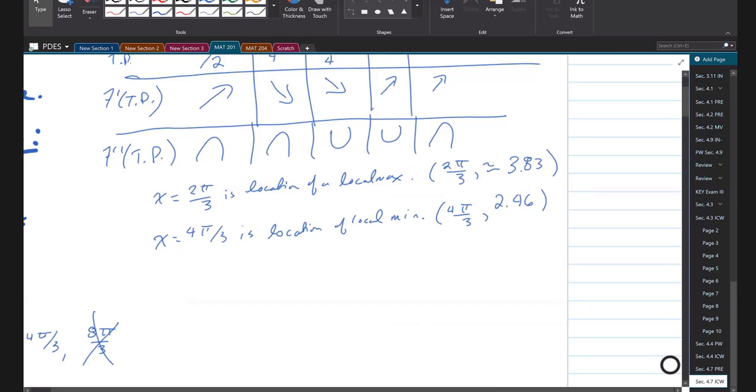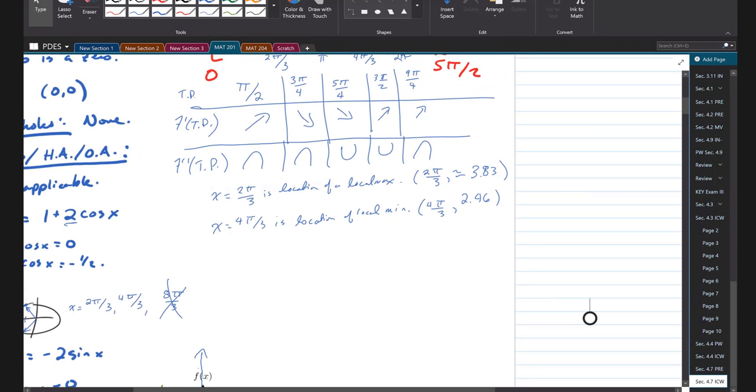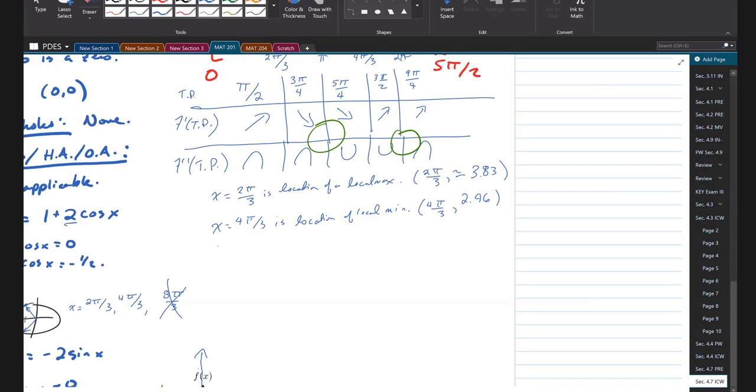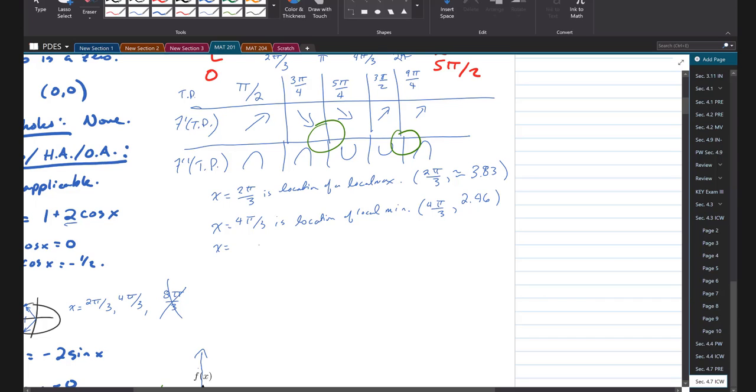And then what else do we see? Well, looking at this information right here and this information right here, we see that we've got changes in concavity at places where the function's defined. So we've got that x equals pi and x equals 2 pi are locations of inflection points. That is, the inflection points for this function are the ordered pairs pi, comma, and this one's nice. When you plug in pi, it outputs pi, so about 3.14. And when you plug in 2 pi, it spits out 2 pi, so about 6.28.